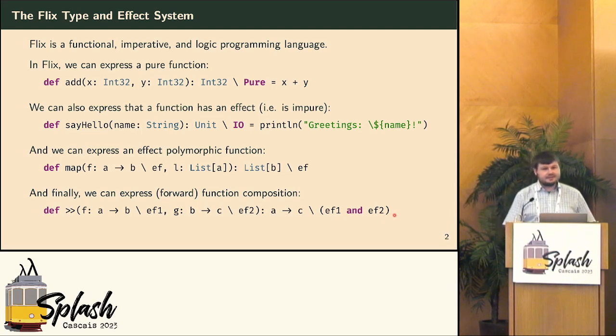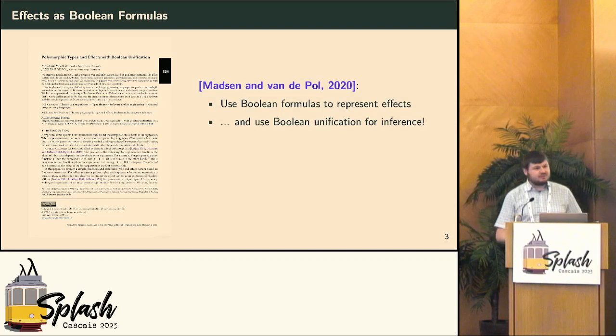In Flix, the way we express the language of effects is as Boolean formulas. You can think of pure as being true, I/O as being false, and then ef1 and ef2 is just a conjunction. This was already presented at OOPSLA during COVID. Again, the brief idea is that Boolean formulas are the language of effects. We would like to have complete inference, and we have that using Boolean unification. That's nice. We implemented it, and it's working.